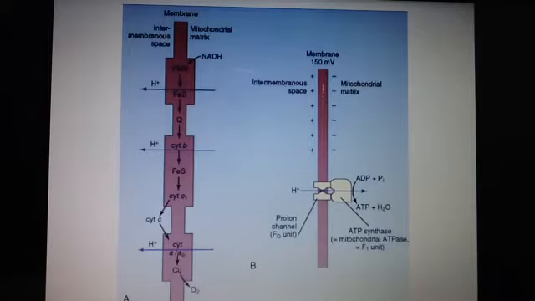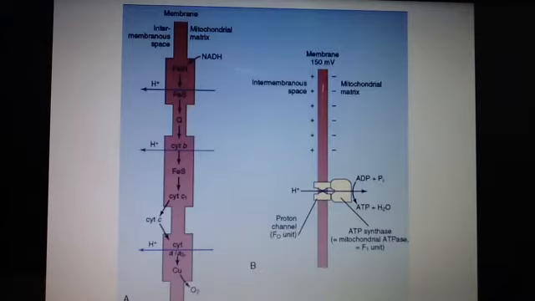First, the protons, the hydrogen ions, are pumped out of the mitochondrial matrix during the redox reactions in the respiratory chain. And secondly, the protons move back into the matrix space through a proton channel that is coupled to an ATP synthesizing enzyme. And we'll look at that in the next slide. So remember that a proton motive force drives this ATP synthesis.